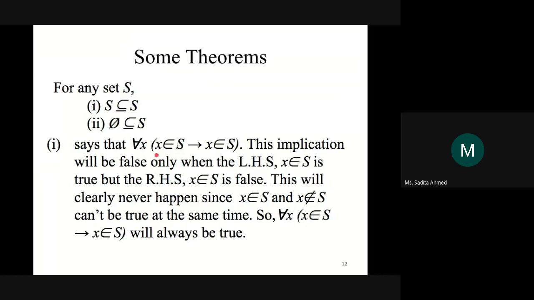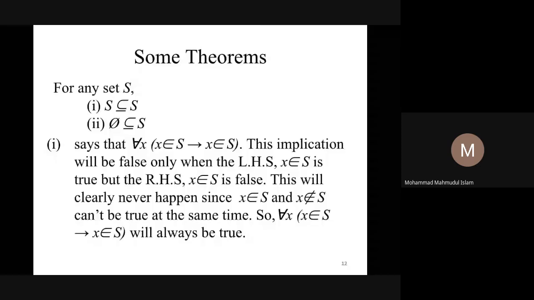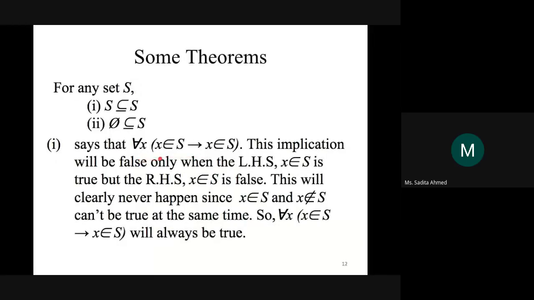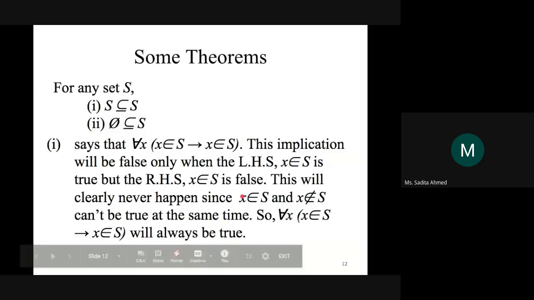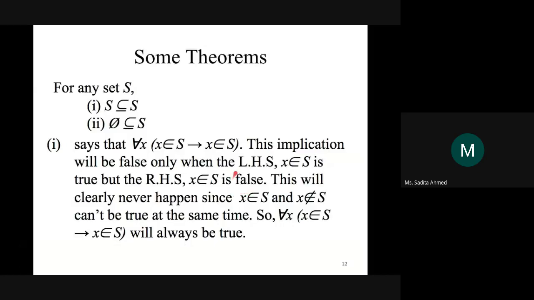So let's see. You said that this implication will be false only when the left-hand side is true, but the right-hand side is false, right? Okay. So if the left-hand side is true, what does it mean? It means that x belongs to S. So the left-hand side has to be true, x belongs to S. And then the right-hand side has to be false.